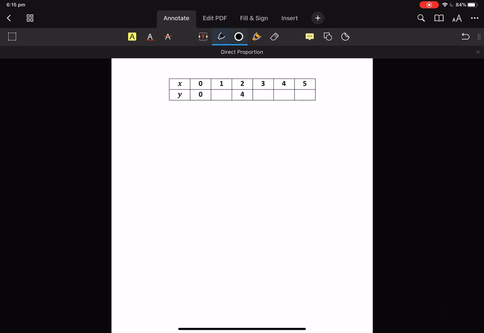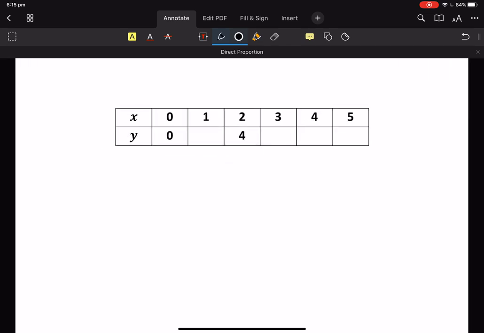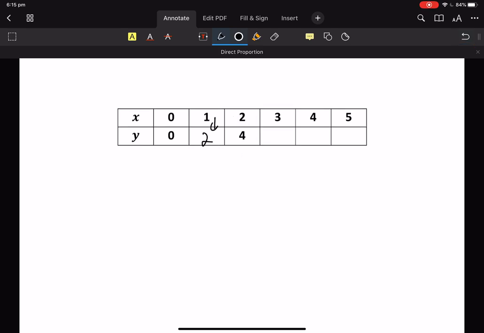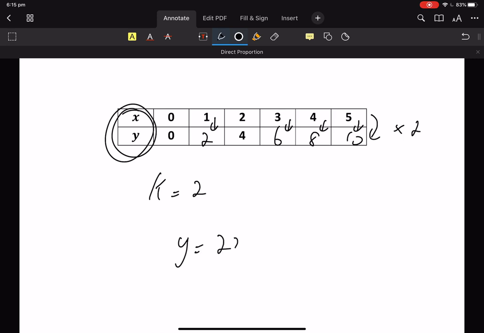So we're only going to give you one clue here and say, well, fill in the rest of the boxes. So you've got to look at that one that's filled in and go, what's happened to the 2 to get to the 4? And you're going to say it's doubling. So that means I've got to double 1 to get 2. I've got to double 3 to get 6. I've got to double 4 to get 8 and 10. What's happening from the top to the bottom? I'm multiplying by 2. So my constant of proportionality will be 2, and my rule between y and x will be y equals 2x. The constant of proportionality being the number in front of x.